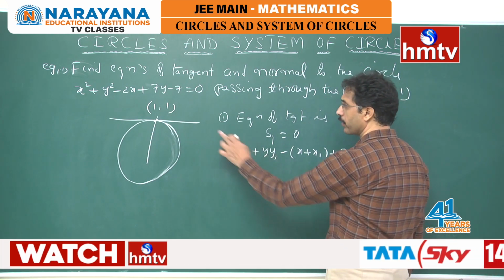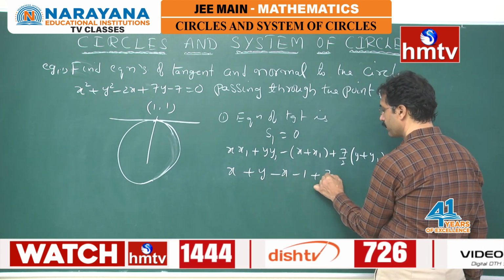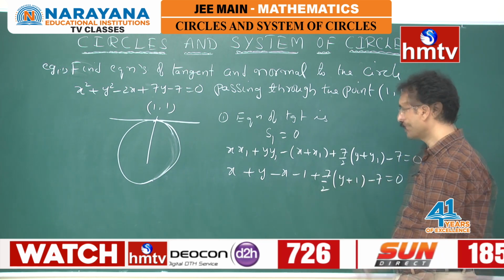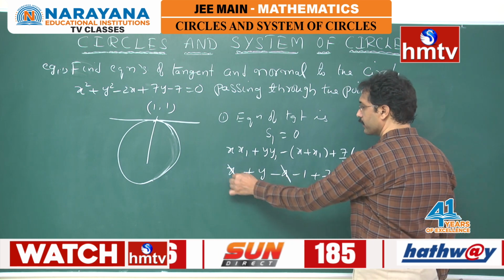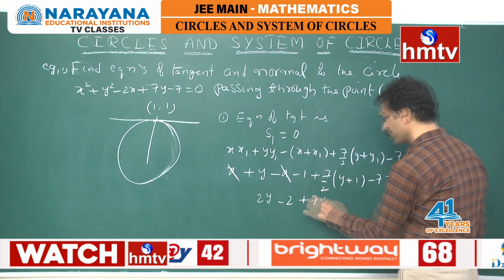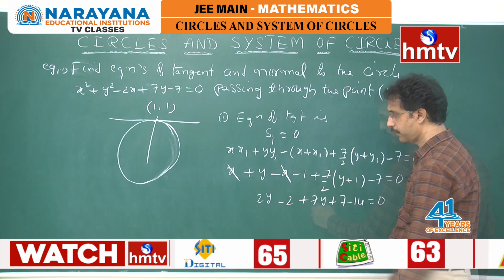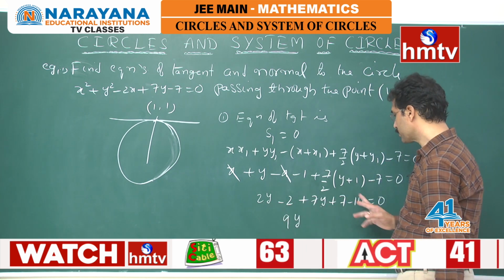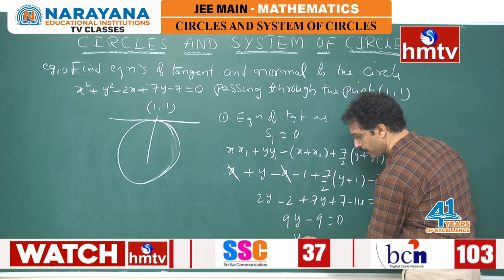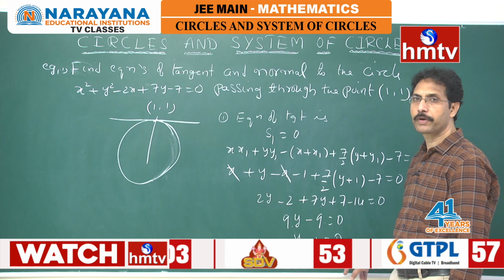If I replace x1, y1 by (1, 1), it is x plus y minus (x plus 1) plus 7 by 2 into (y plus 1) minus 7 is equal to 0. You can write it like this. Now, on taking it, see, x and x cancel. If I take the LCM, 2y minus 2, plus 7y plus 7, minus 2 sevens are 14, is equal to 0. So, 2y plus 7y, that is 9y, minus 16 plus 7, that is minus 9, is equal to 0. So, we can write y minus 1 is equal to 0 by taking 9 common.